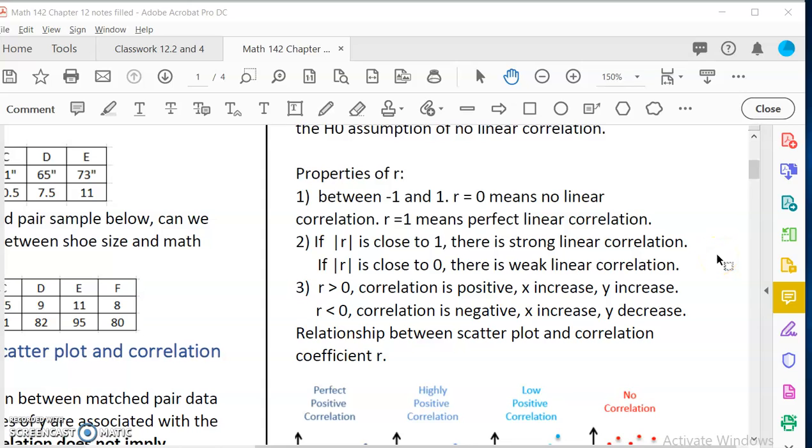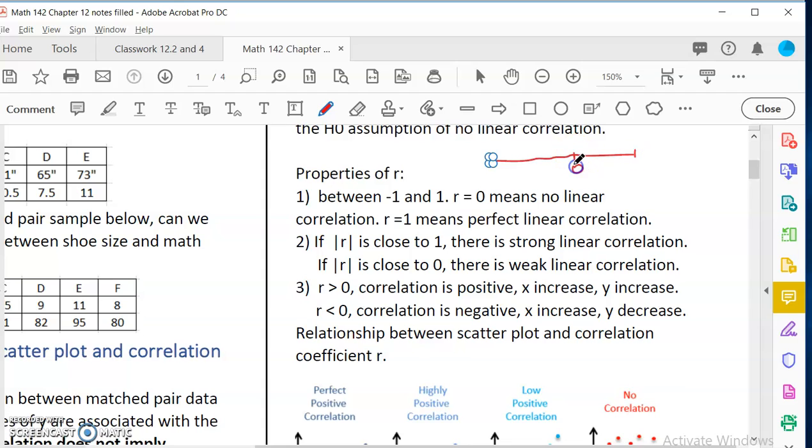And then we said there is another number that we can calculate that can also give us some info about how strong the correlation is, and also if it's positive or negative, and that is correlation coefficient R. Correlation coefficient is really long, so sometimes we just say R. So what are some of the properties of this number R? We said that no matter how you calculate it, it has to be between -1 and 1.